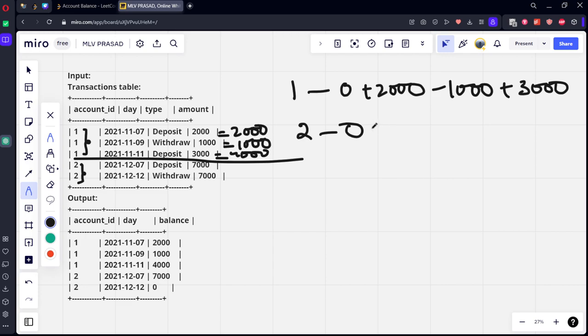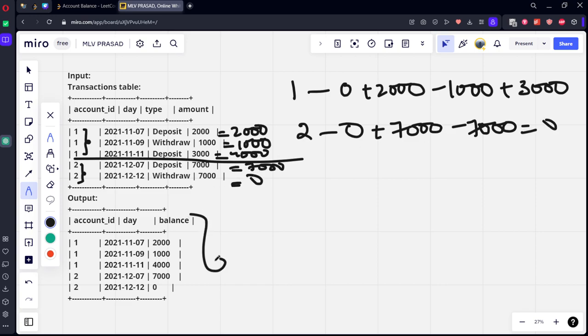Similarly for customer 2, initially his balance is 0. He added 7000 rupees to his bank balance, so his amount became 7000. After that he withdrew 7000 from his balance, so it became 0. That is the result they are showing.